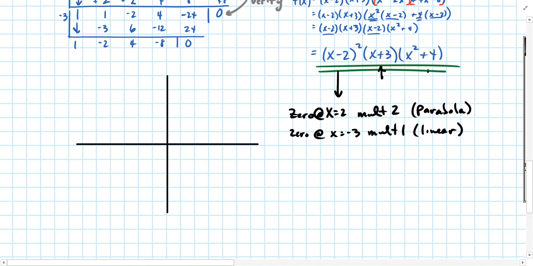Now, because of this factor, there are no real number zeros, so we won't see those on the x-axis whatsoever. The only 2 points on the x-axis that this graph will touch are at -3, and I'm going to place that dot somewhere over here. I'll go ahead and put it on the grid line, that's okay. And then at +2, right there.